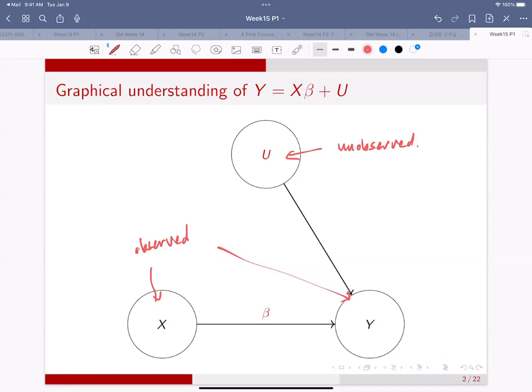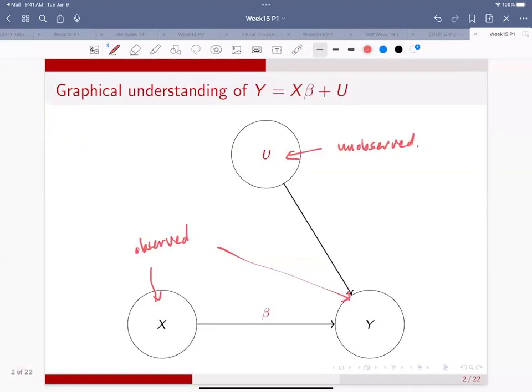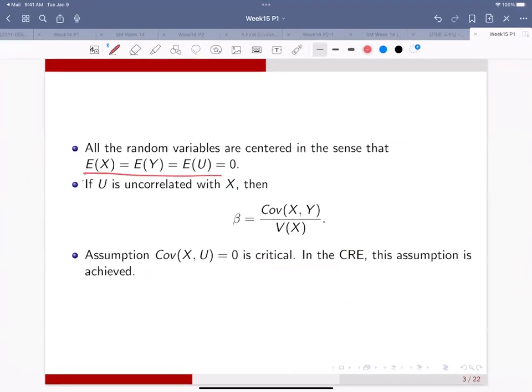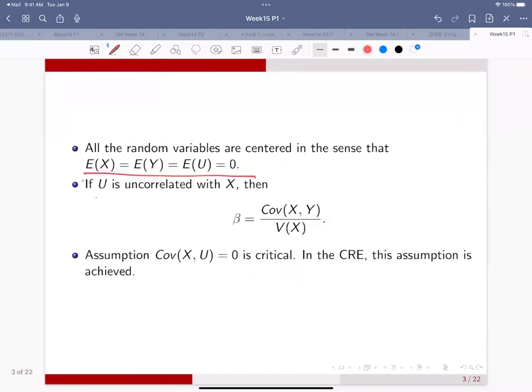And then I'm interested in computing the effect. So X times beta plus U is Y. And then we can see that there's no line between U and X, which means independence. To avoid unnecessary details, let's assume that the random variables are all normalized, centered, mean zero. Using that U is uncorrelated with X, we can express the parameter as a function of the variance and covariance of the two random variables.